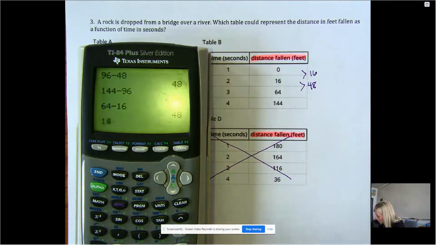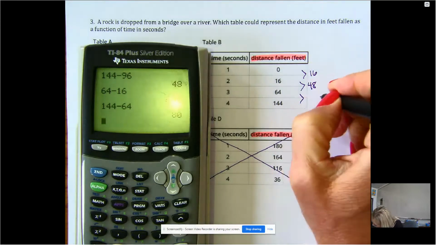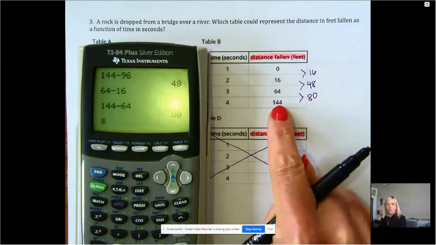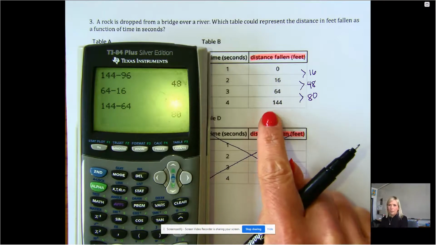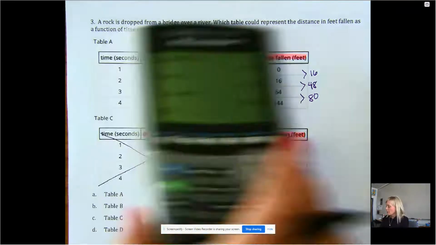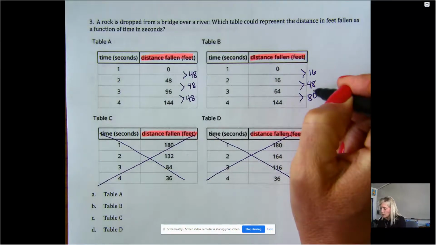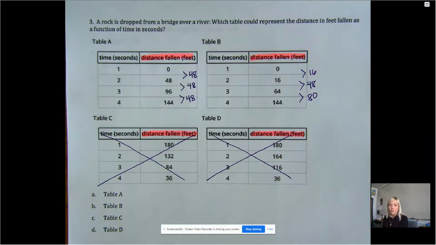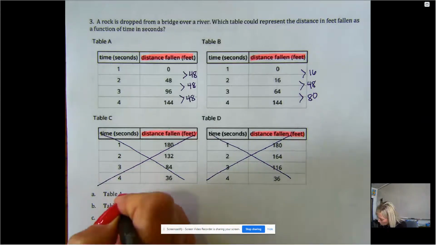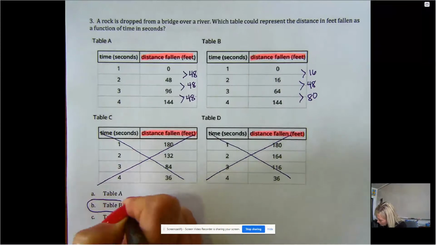And then 64 to 144 is a change of 80. So I think it's a possibility to be table B. And I think that because it is getting faster and faster, it's traveling further each second. And so that would be more in line with my thinking about how that object would gain speed because of gravity as it free falls. So we're going to select table B.